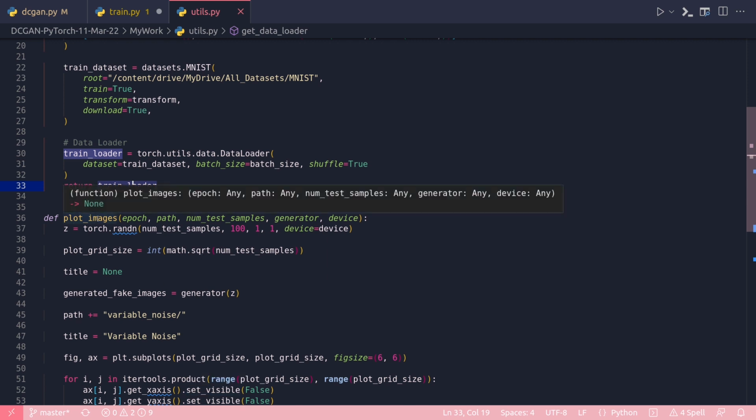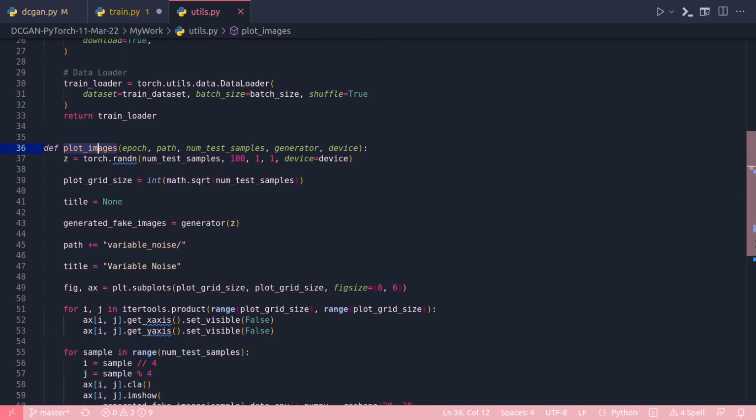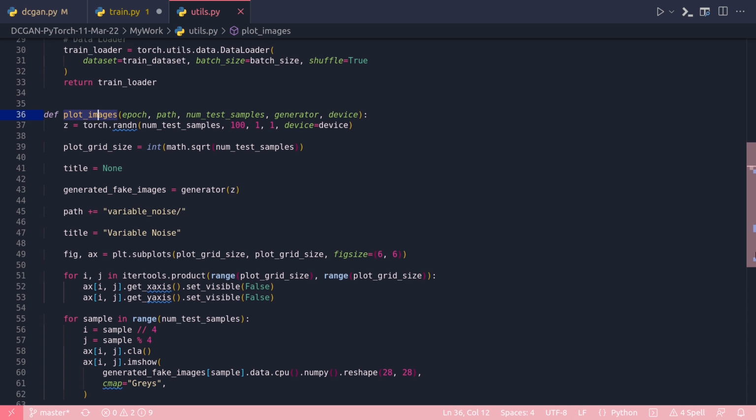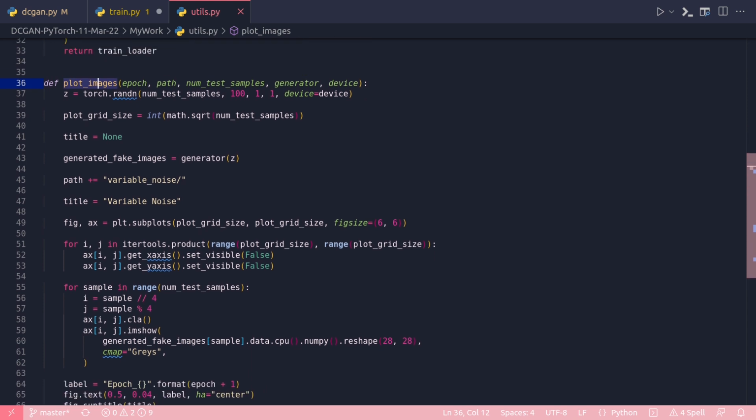And another quick small method I'm using is plot images. This is just a simple method for plotting, no calculations, nothing complex at all. It is just making use of plt.subplots so that when my epochs are done, I can see what kind of results it ultimately produces.